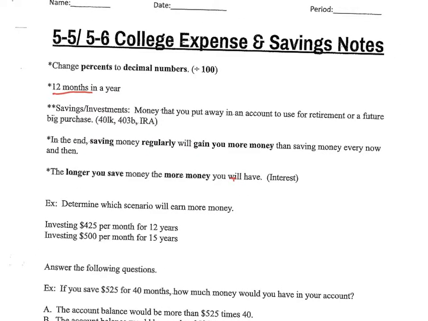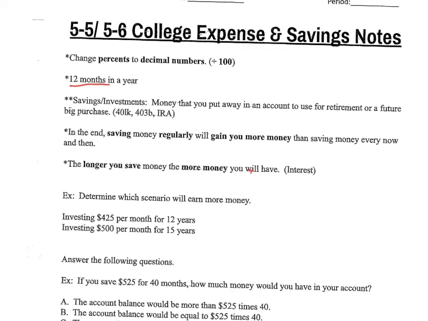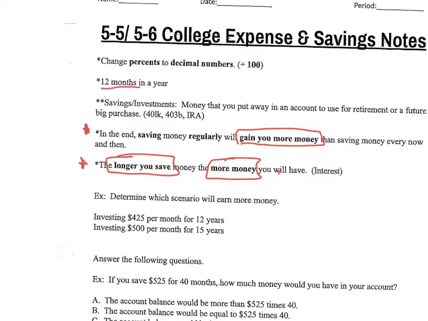Savings and investments: money that you put away in an account to use for retirement or a future big purchase. In the end, remember this, saving money regularly will gain you more money than saving money every now and then. And the longer you save, the more money you will have because of interest. Even if you're putting a small amount of money into a savings account, but you do it for longer, you're going to end up with more money in the end. There's a question on your test that asks about that.